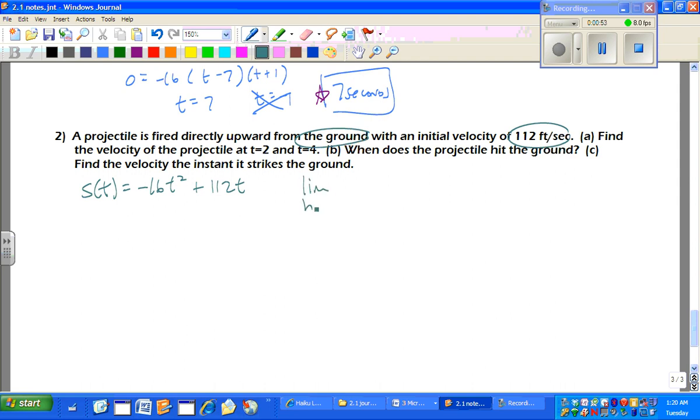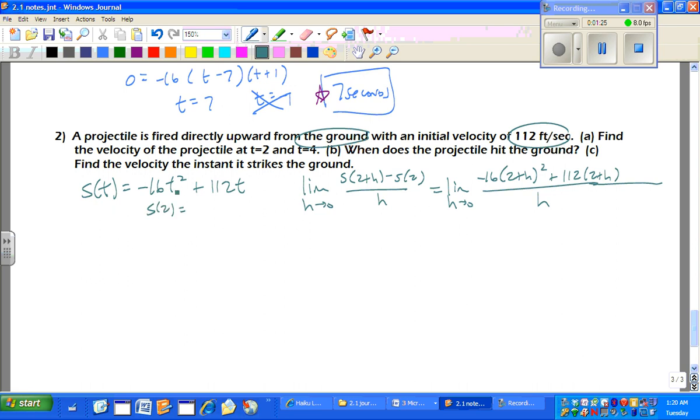So limit as h approaches 0 of s of 2 plus h minus s of 2, all over h. So let's actually work this one out. We've got limit as h approaches 0, 2 plus h, we're putting in for t, negative 16 times 2 plus h squared, plus 112 times 2 plus h, all over h. And we still have that minus s of 2.